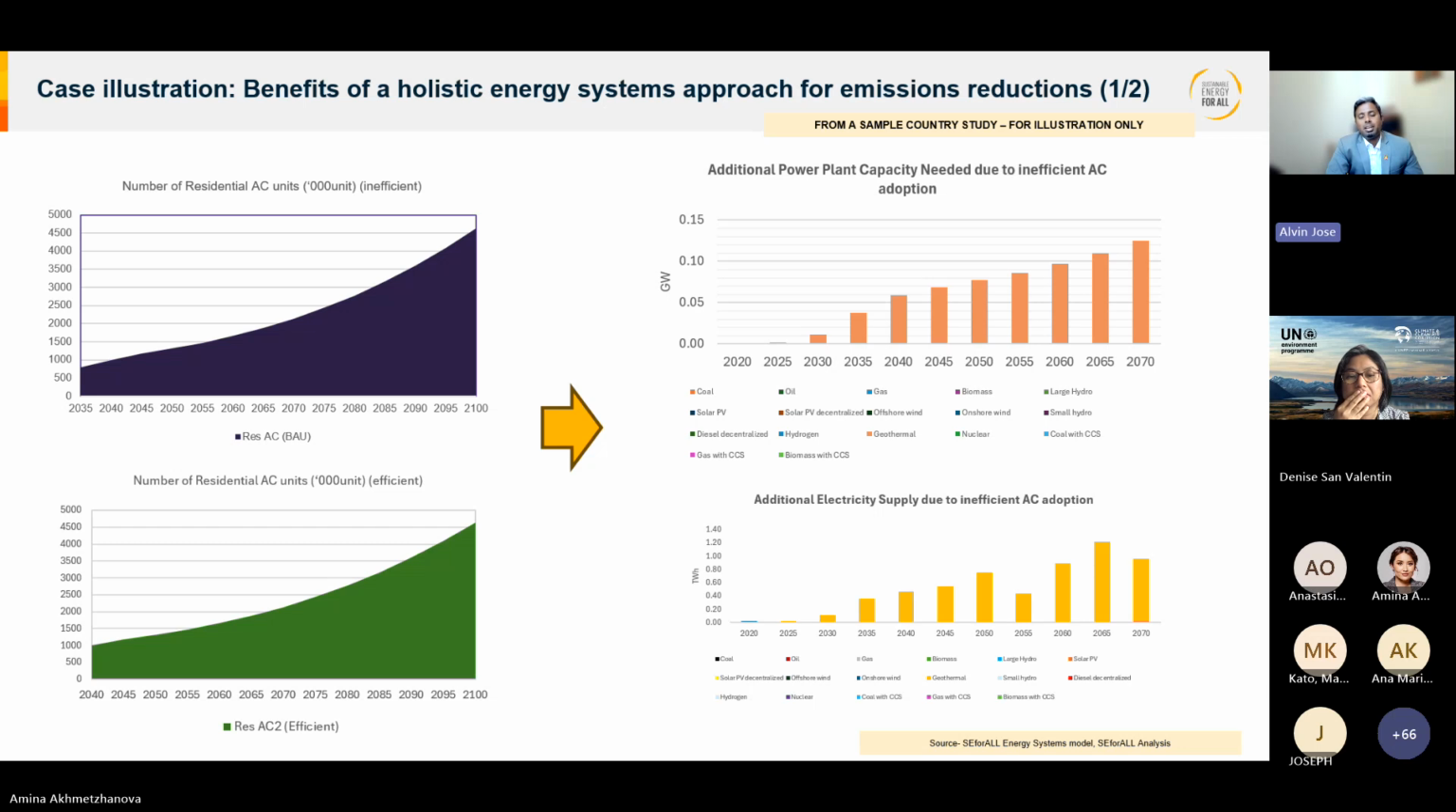So you're actually looking at a much bigger net effect from an NDC standpoint: if you don't adopt an efficient AC, it can impact your other power sector targets as well. We are looking at additional electricity supply of almost 1 terawatt hour annually, going to 1.5 terawatt hours in the next 50 years.